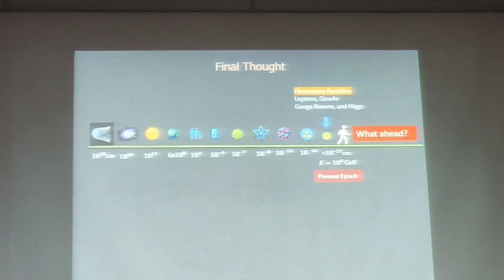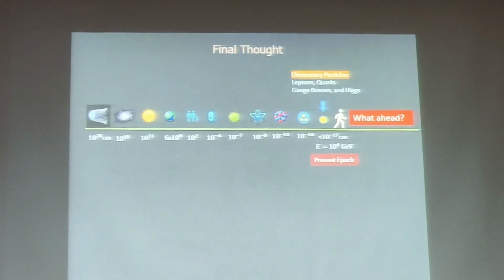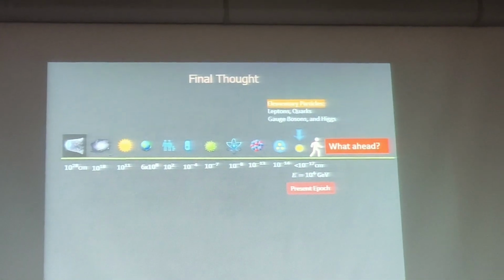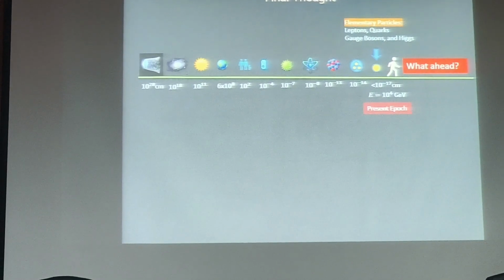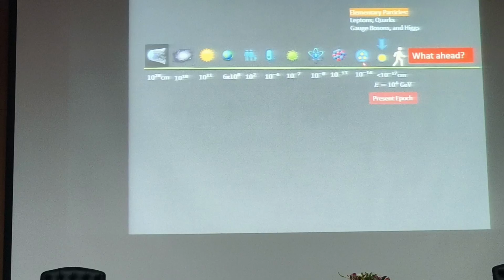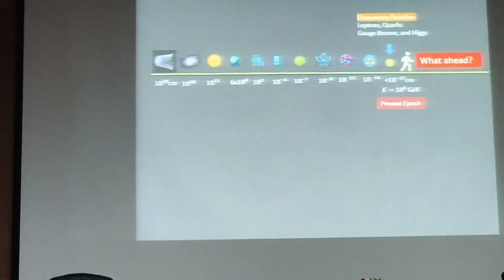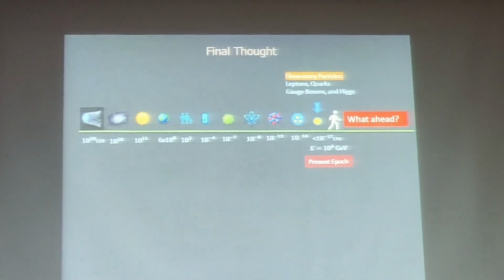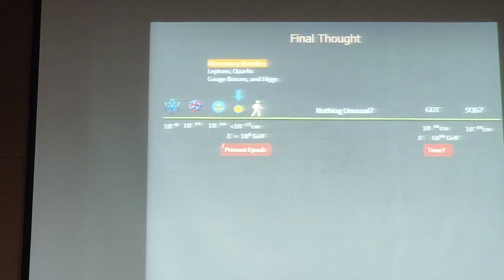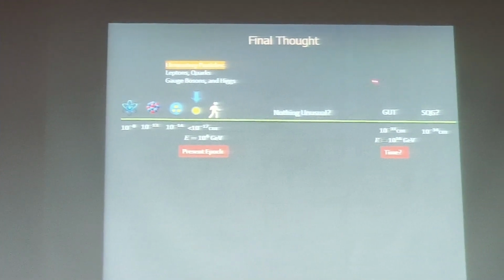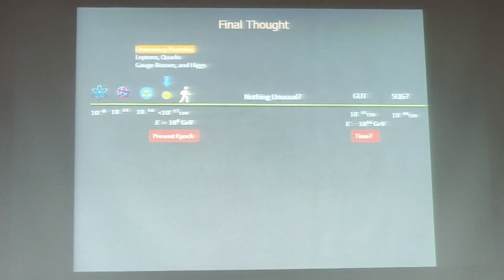So that's the final slide. You see that right now we are standing over here. We have gone to the scale of 10 to the minus 17, and to go up to this scale we require an energy of 10 TeV. At this scale, we find that leptons, quarks, gauge bosons, and the Higgs boson are the fundamental particles. And we are looking ahead. There is a possibility that there is nothing ahead. There is a desert over here, and everything we will discover here, we will be able to explain through this higher order interaction term.